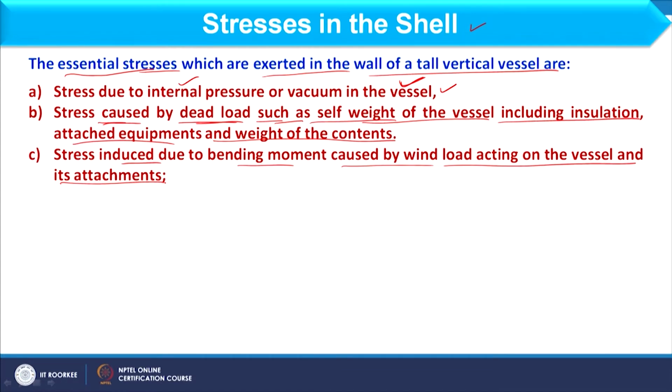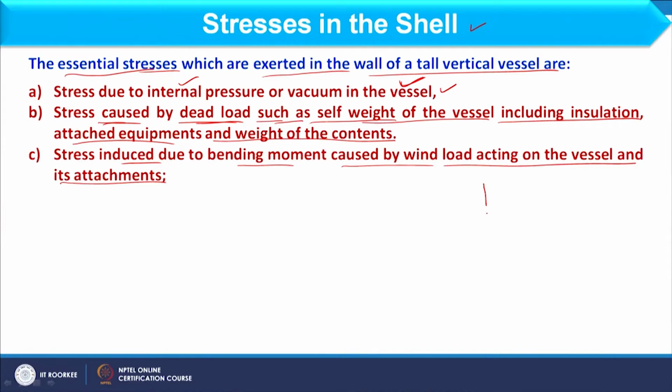When I have a tall vessel, wherever side wind comes, it will try to bend that vessel. From one side, if wind is coming, it will try to bend it in this way. So, how will it work?